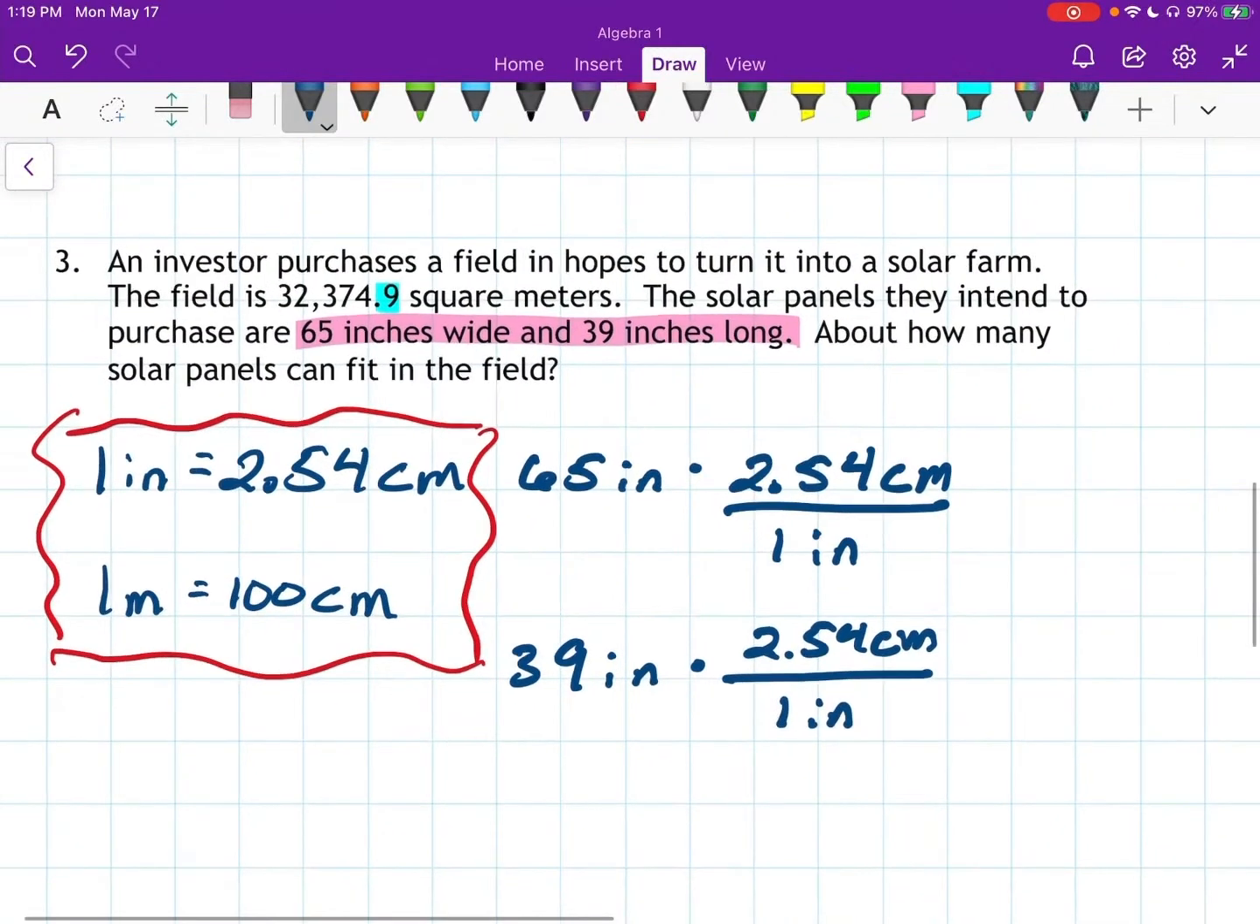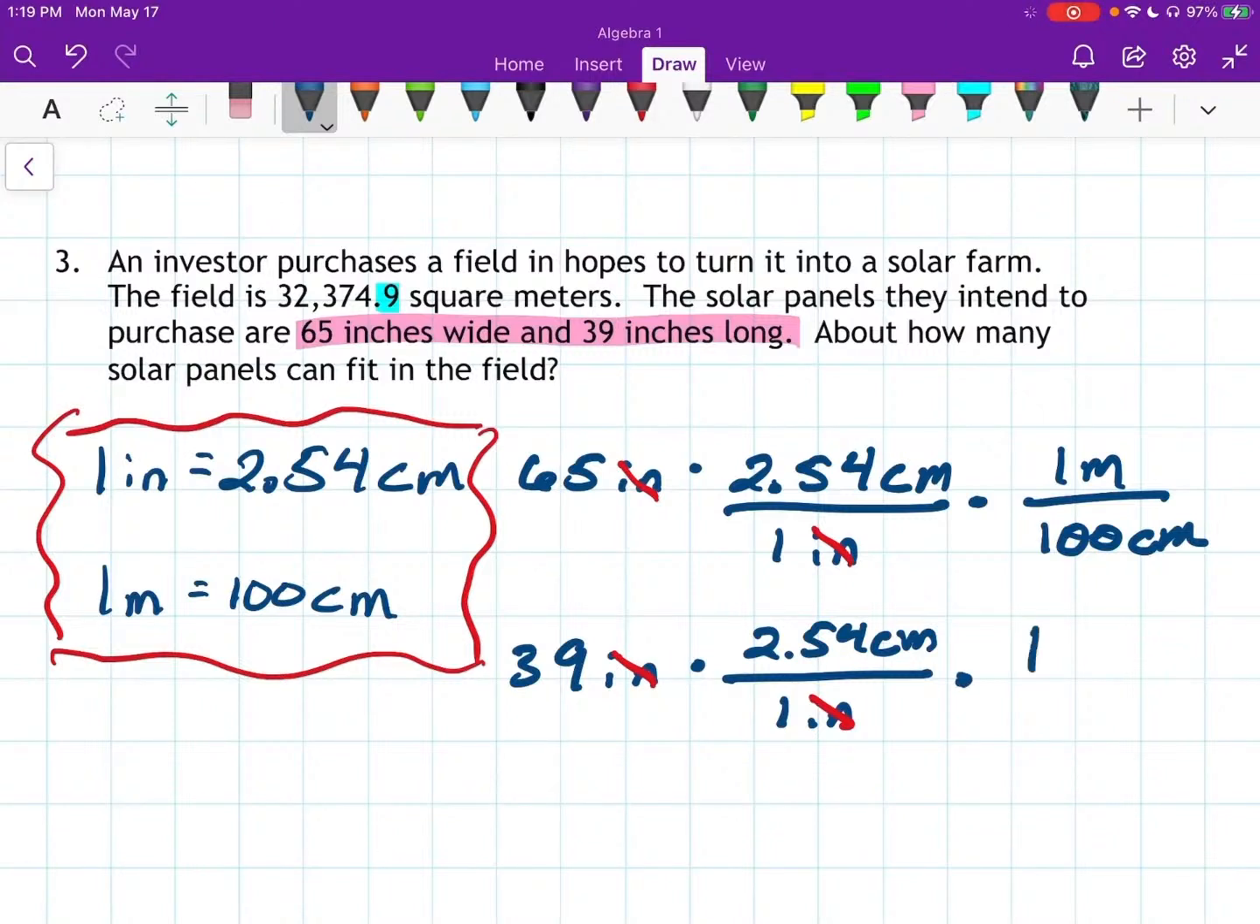All right. What this does is it cancels our inches, and now our units would be centimeters, but I really need meters. So I'm going to use my other conversion factor. I'll use the meters on top, 1 meter on top, 100 centimeters on bottom. And now whenever I cancel the centimeters on top and bottom, I'll be left with meters.